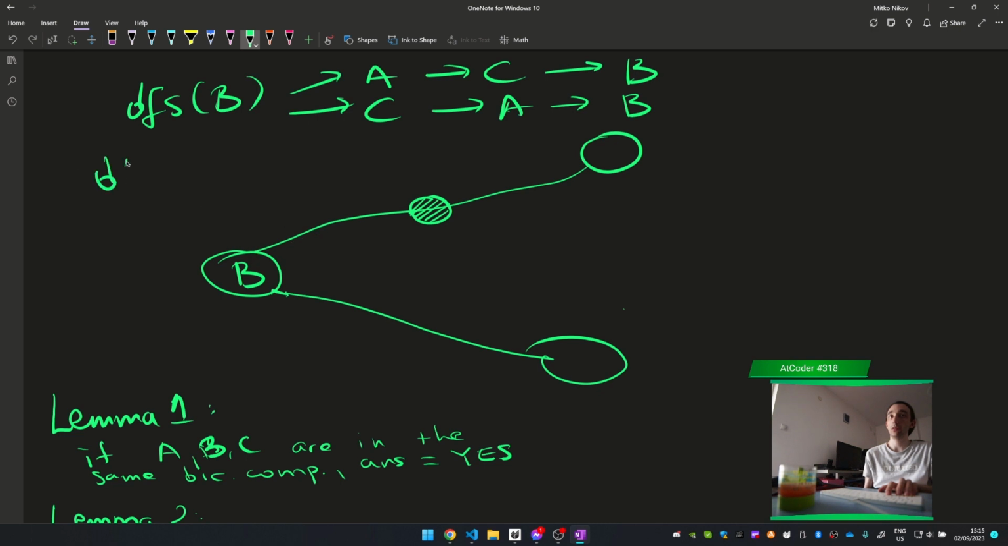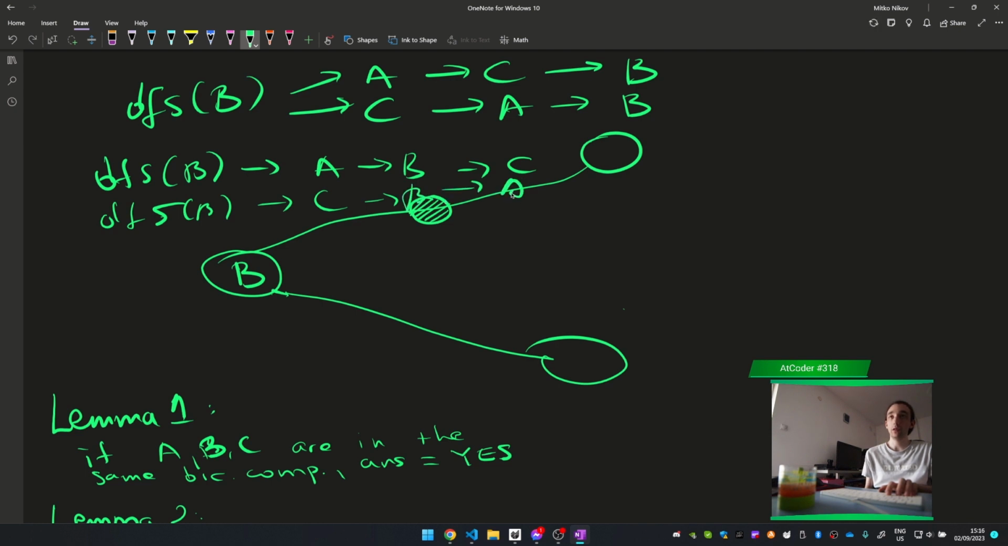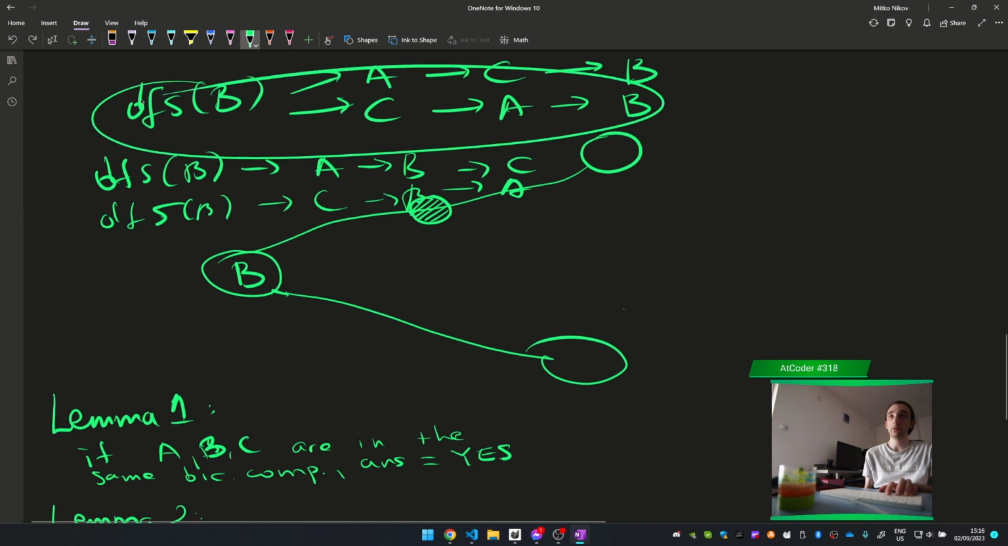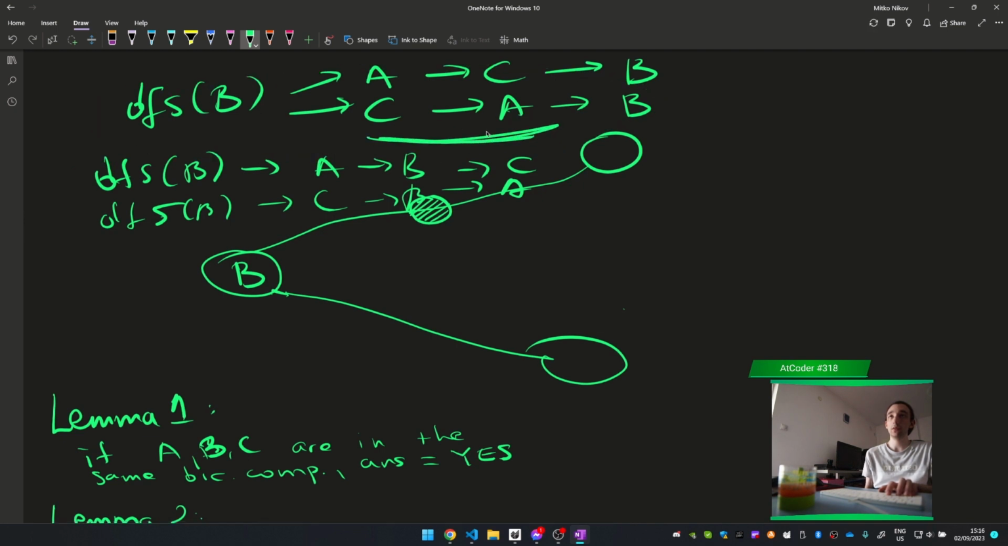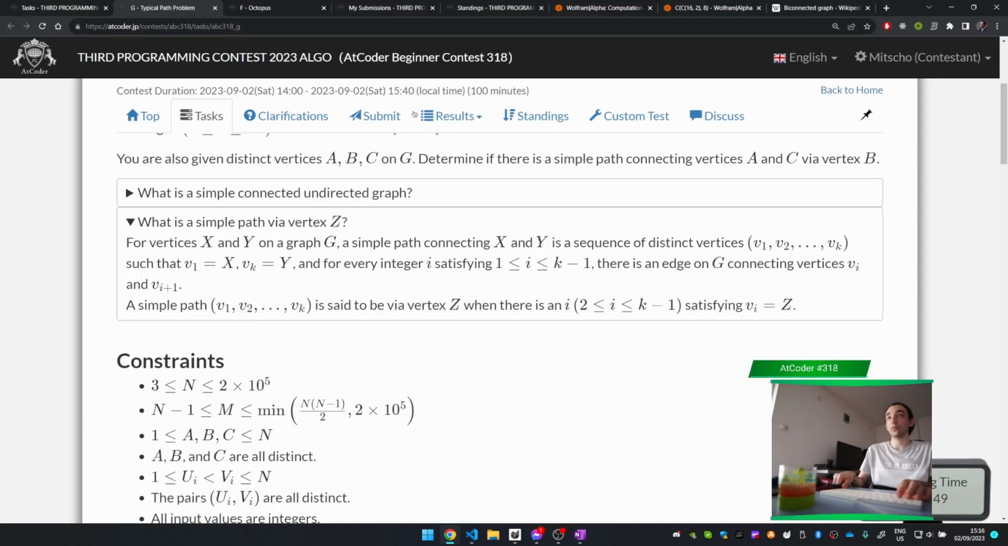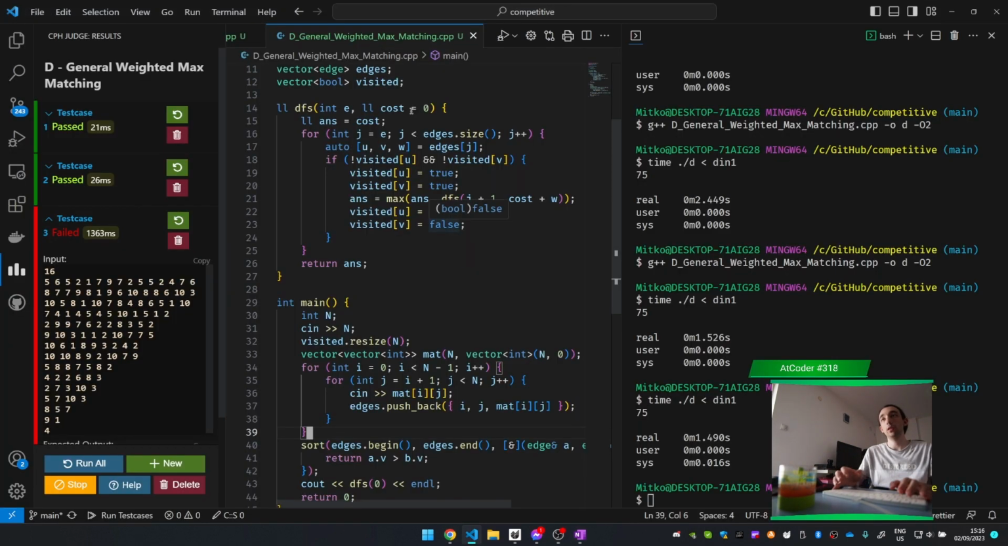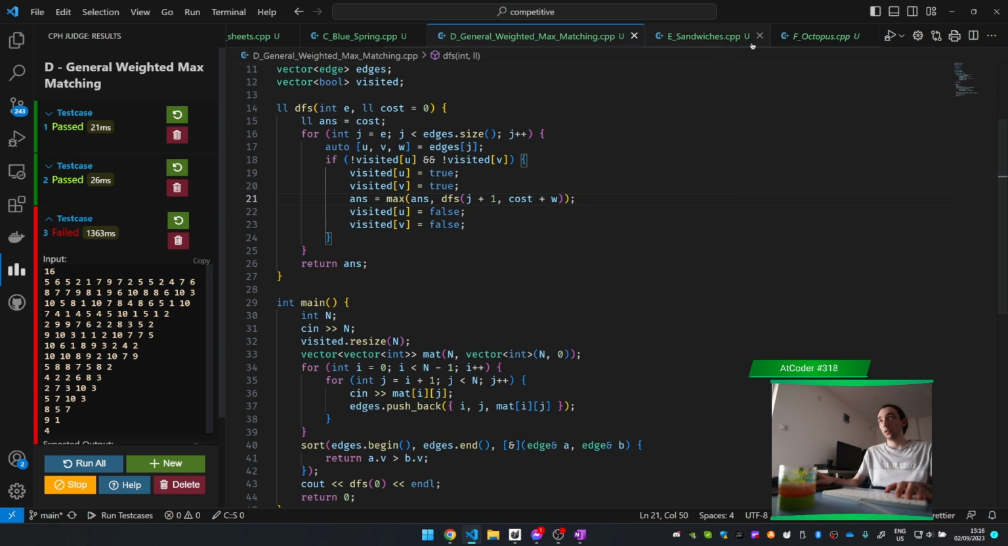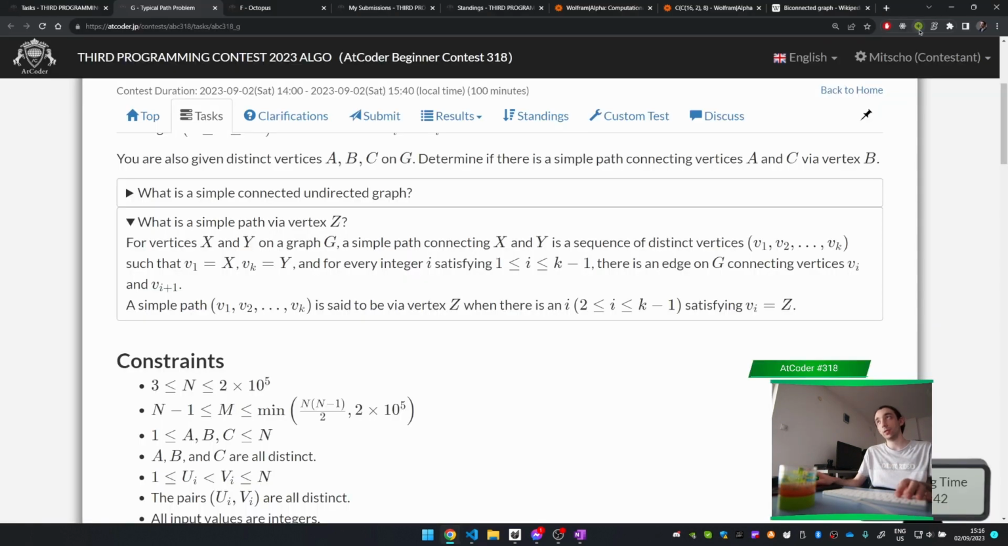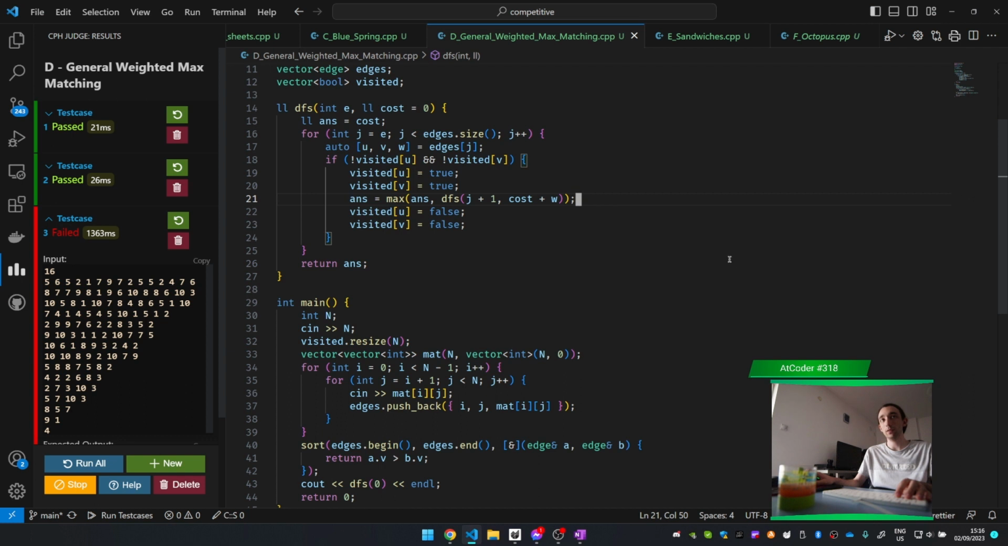Or either this: DFS from B, then reaches A, then returns to B, and then goes to C. Or reaches C, then goes to B, then goes to A. So either in this or in this situation. So A and C, because of the symmetry, I will flip and do the DFS twice, probably. But yeah, I think it's something like that, but I'm not sure.